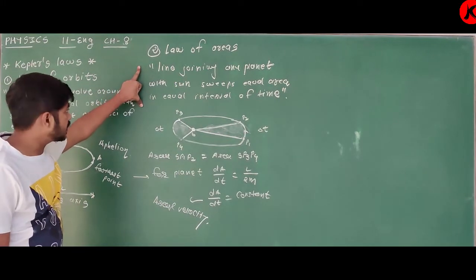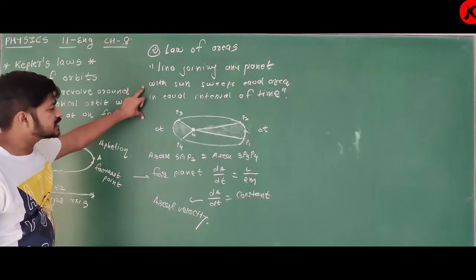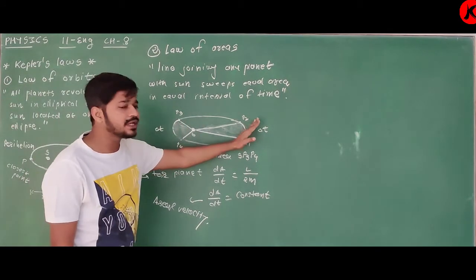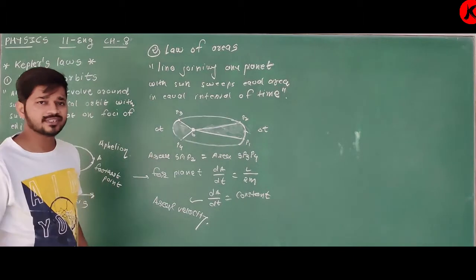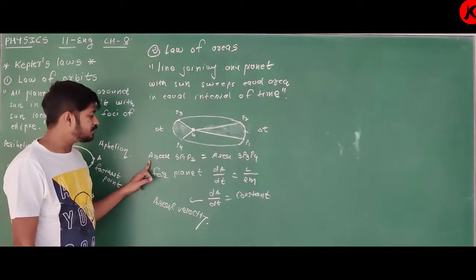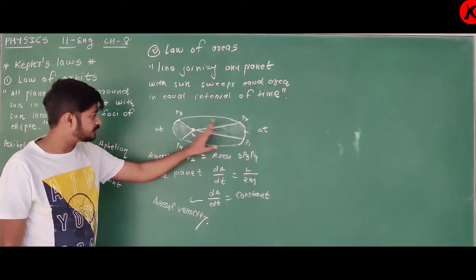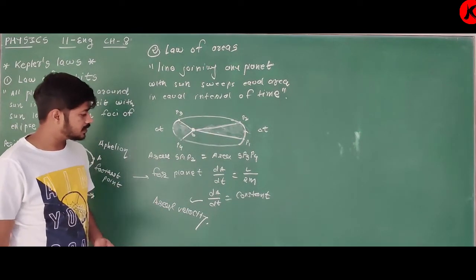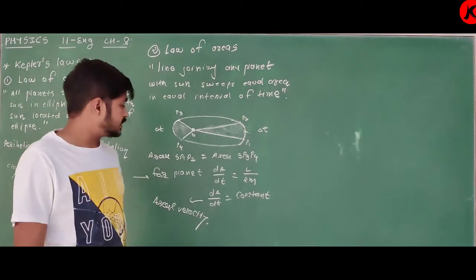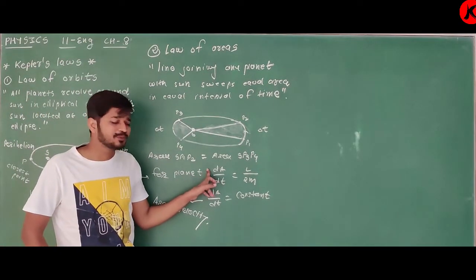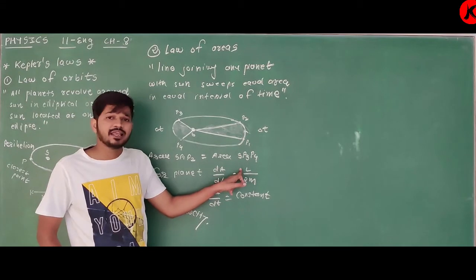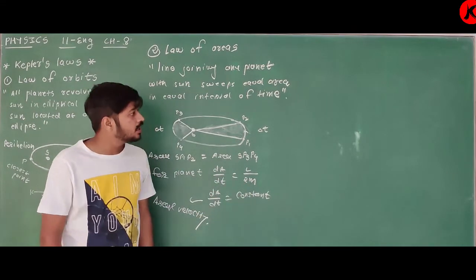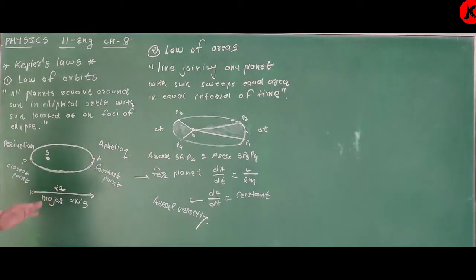What is the law of areas? It means the line joining any planet with the sun sweeps equal area in equal intervals of time. Reason: away, slower; near, faster. This area is equal to this area. And this is its equation: dA is the area swept, dt is time, L is angular momentum, divided by 2m, where m is the mass of the planet. So yes, we have discussed the two laws of Kepler.